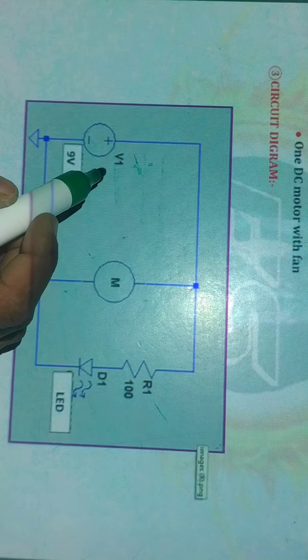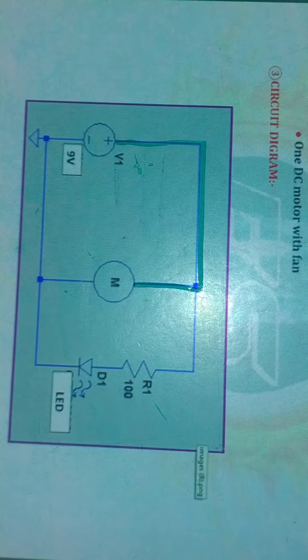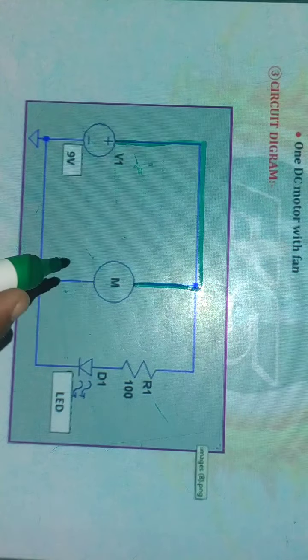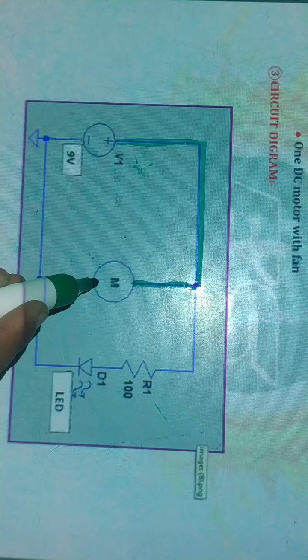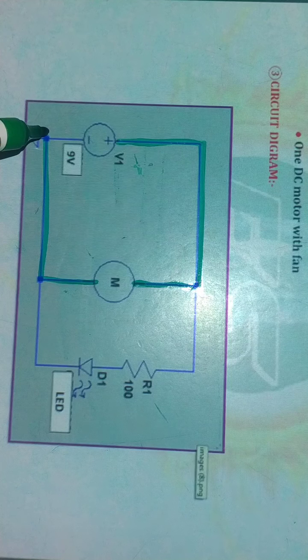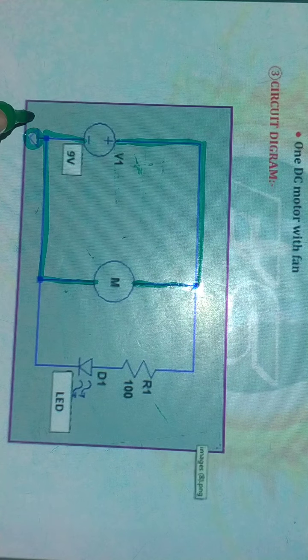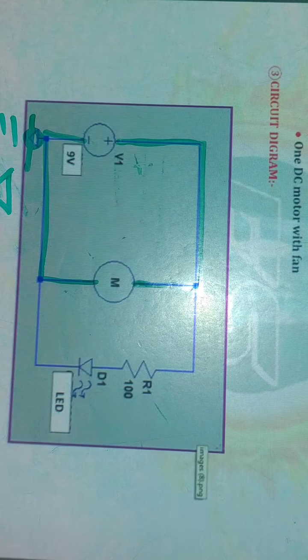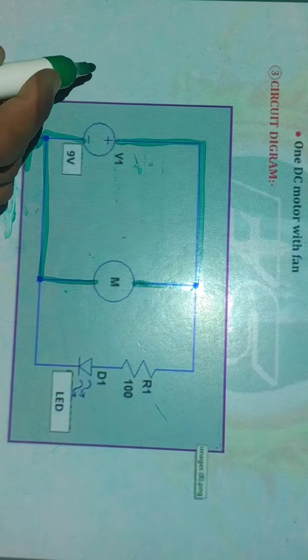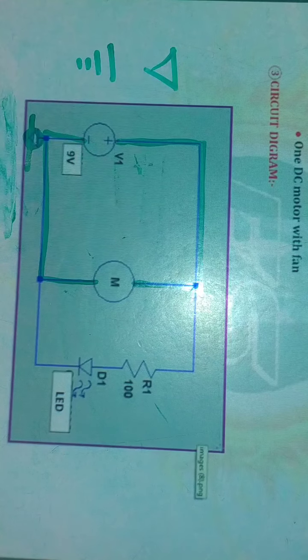So what is the combination? The positive terminal of battery is connected to one terminal of motor. The second terminal of motor is connected to the negative terminal of battery. This is the symbol of ground, and this is also a symbol of ground.